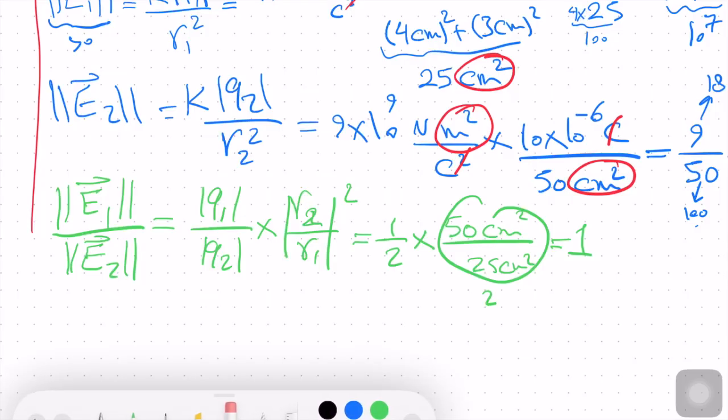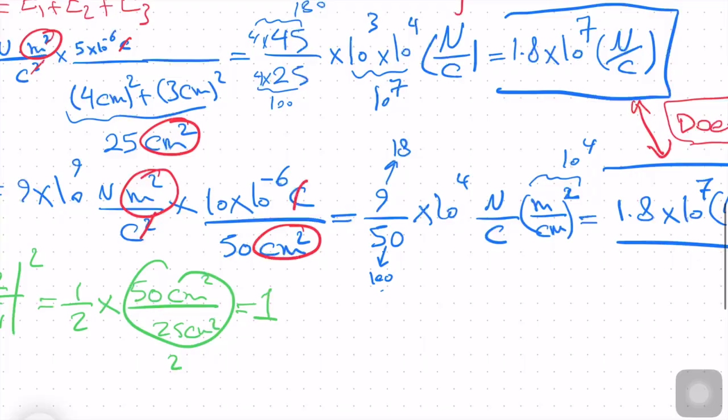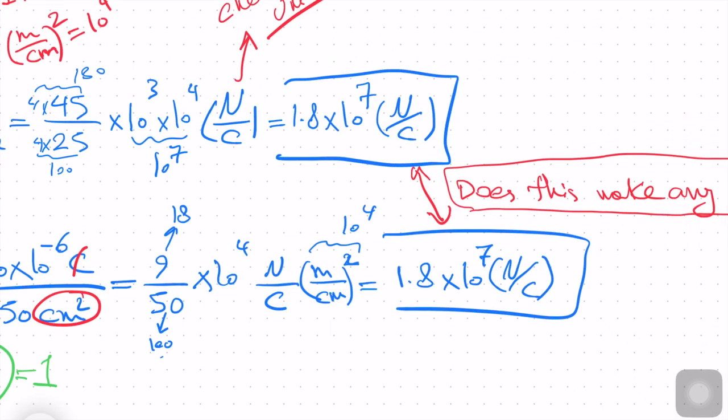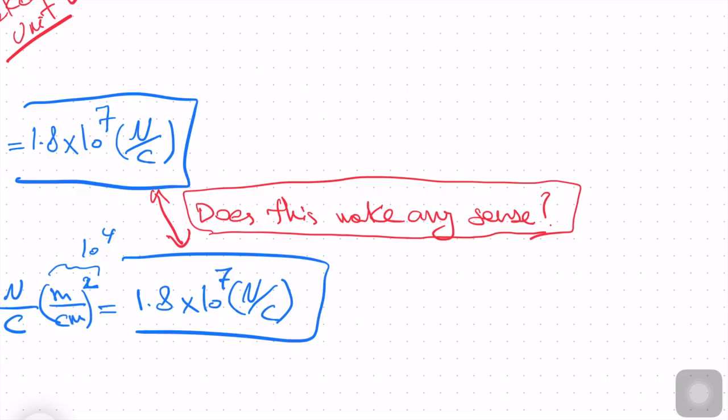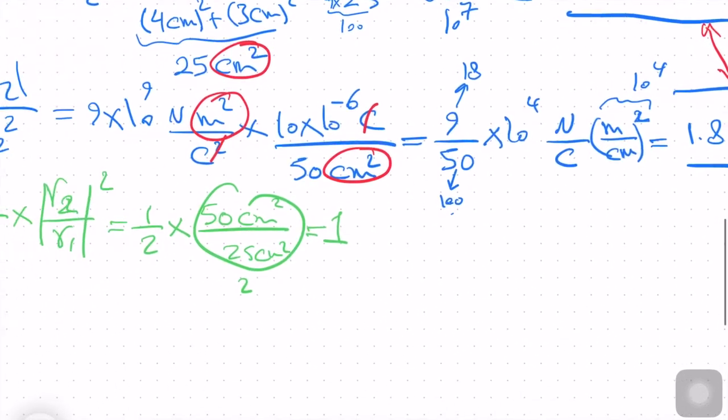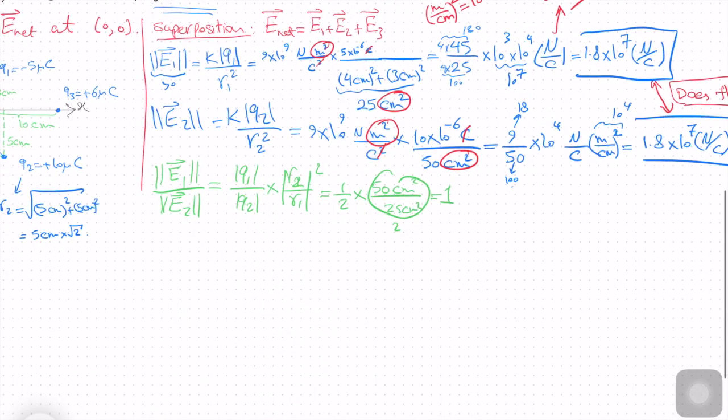So that was just a sanity check, really. And if you do this in your head, just by following these ratios, when you come here, you just pause for a moment and you think, does it make sense? If it makes sense, then you're happy to go to the next step. So let's find E3 now.